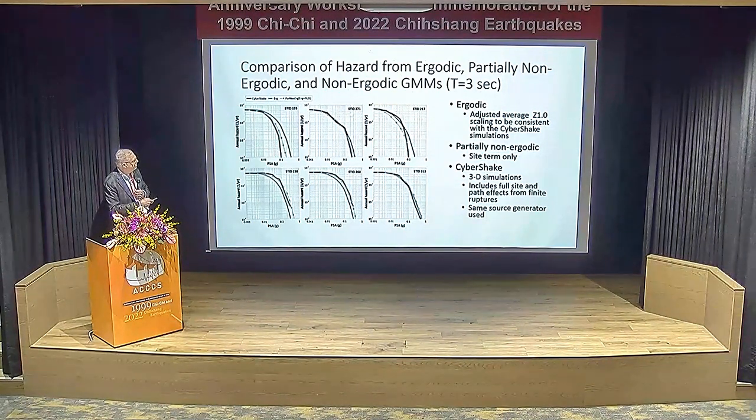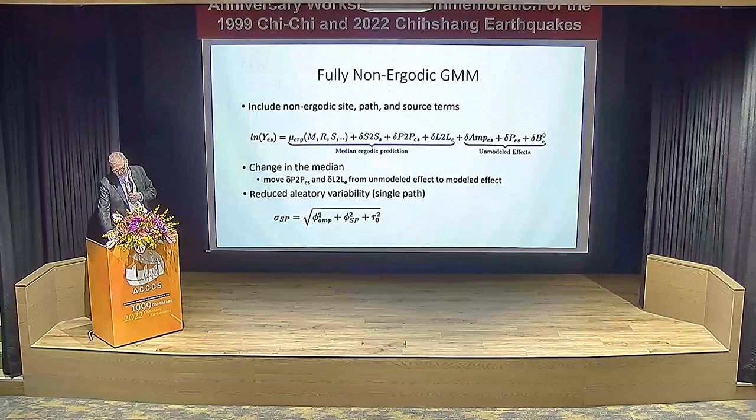So in some cases, adjusting for the site term gets you most of the way there. In other cases, it misses. Here it's coming down too low. Here it's coming too high. So we're going to try to do better than this by bringing the path terms into the problem.